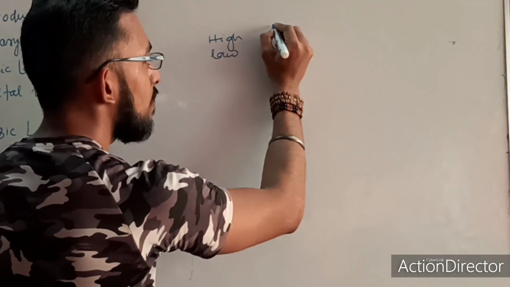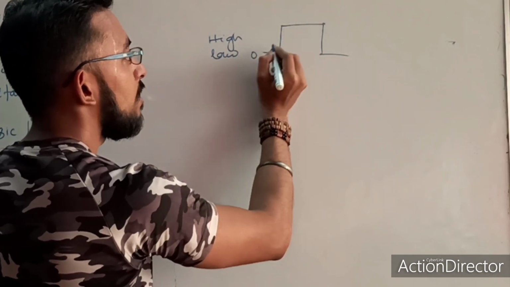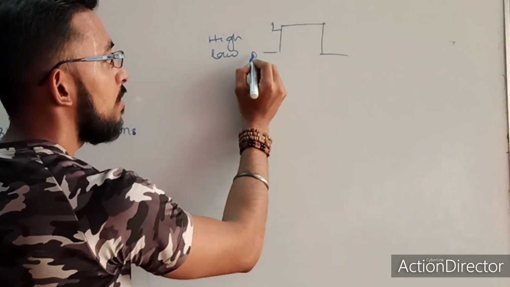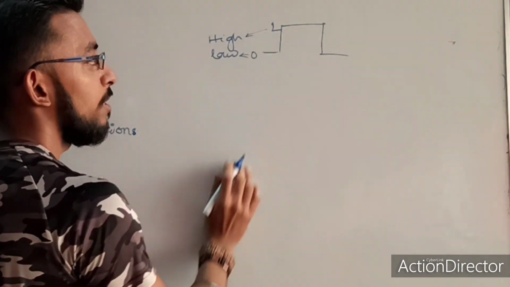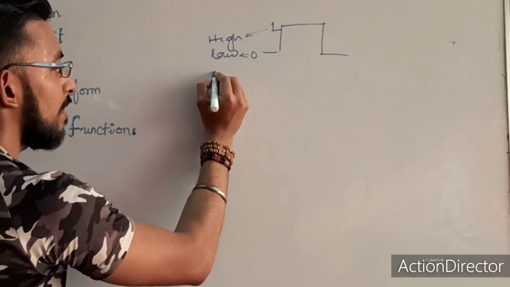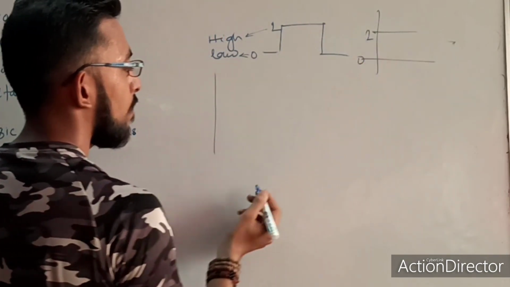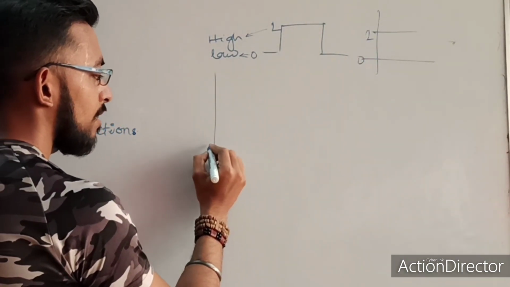So logic level means, for the ideal case, there are two logic levels. One is 0, one is 1. 0 will be represented for low and 1 will be represented for high. This is for the ideal case. But for the practical case, this is the 0 and this is the 1.